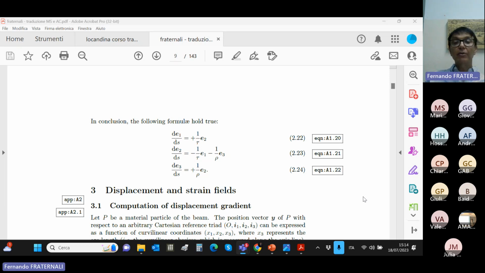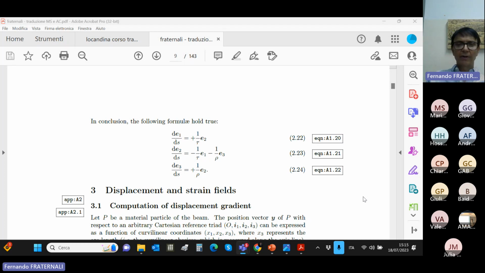While the derivative of E2 has two terms. One is directed as E1, with the minus sign and the coefficient 1 over tau. And the second term is directed as E3, and the coefficient of the linear combination is minus 1 over rho. The third one is more simple. The derivative of E3 over ds, the derivative of the tangent vector, is 1 over rho E2.